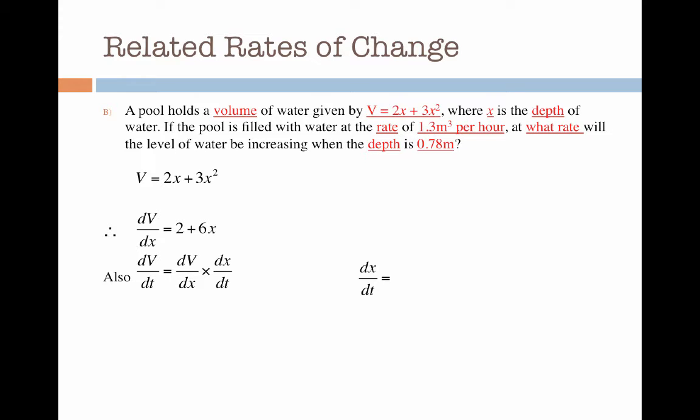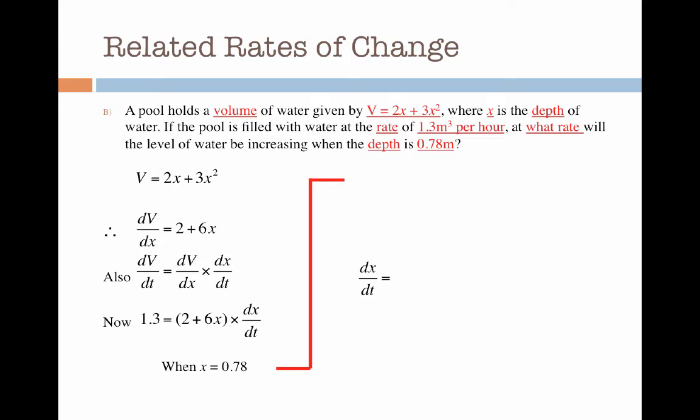Now from the chain rule, I know that dV dt will be dV dx times dx dt. So my question gives me dV dt. It gives me 1.3 meters cubed, which is the change in volume with respect to time. That's going to equal the change in volume with respect to x multiplied by what I want to work out, dx dt. Now I know that x, the depth, is 0.78 meters.